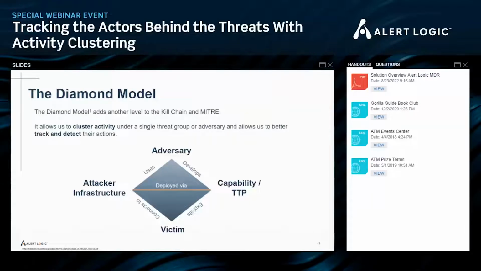So generally, if we start off on the right side, we've got the capabilities, the TTPs, the tactics, techniques, and procedures. So effectively, that's where the MITRE ATT&CK framework lives very well. And this is what somebody's using. Then if we work our way down, we've got the victim. This is what's being exploited, the victim of these attacks. And then the infrastructure, what they're using, so which IPs, domains, ASNs, and then the adversary. This is the person behind the keyboard, as such.